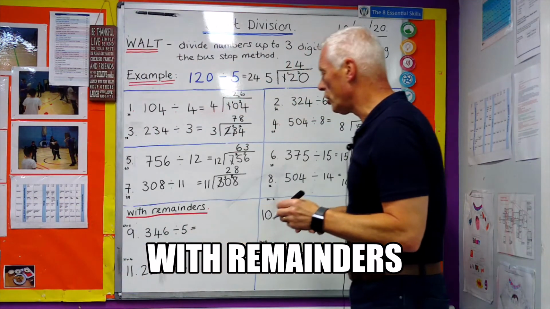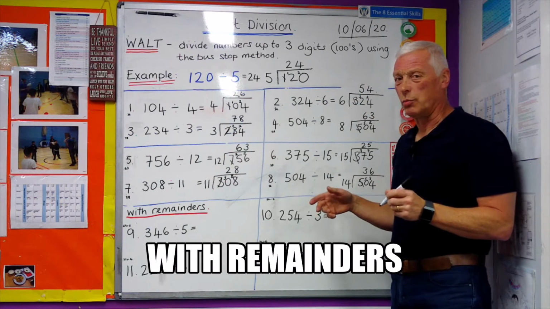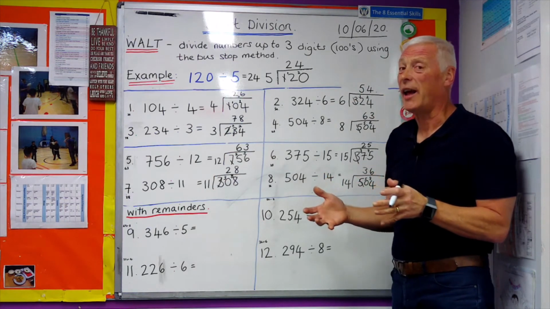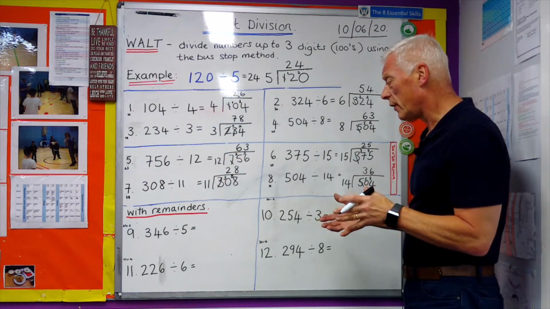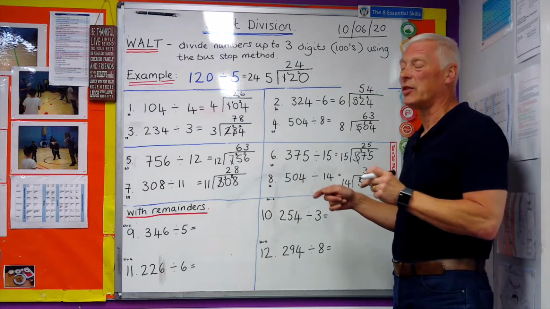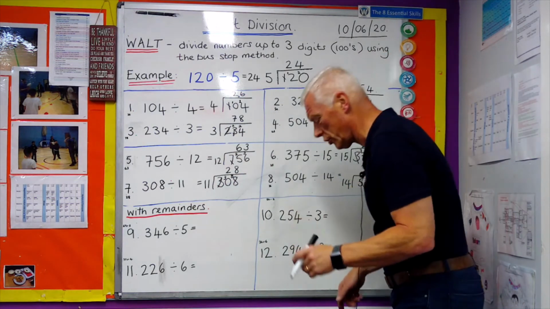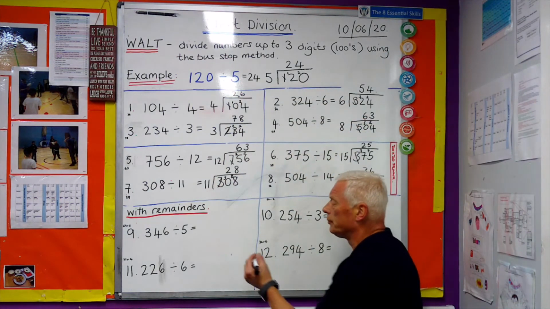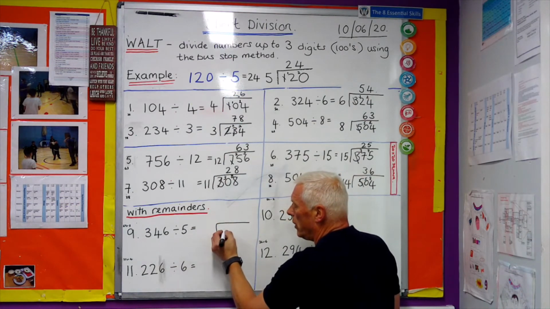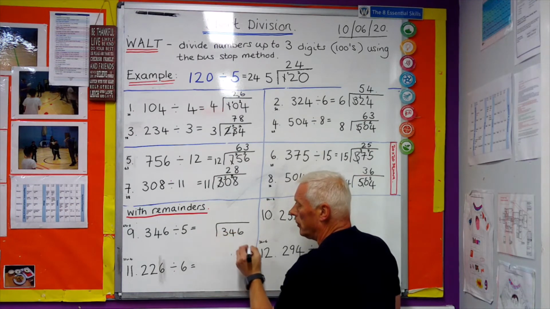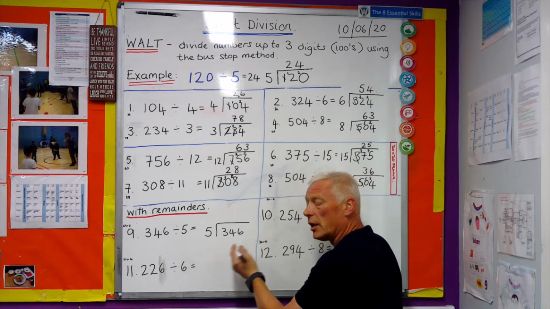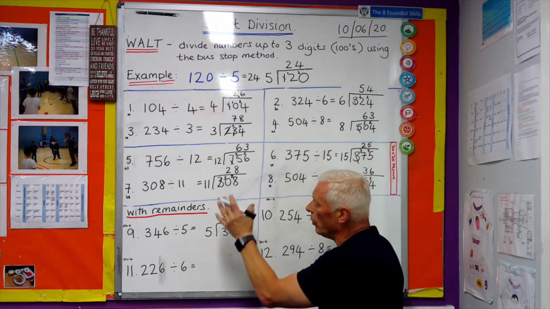We've done division without remainders, but sometimes numbers don't go into other numbers when you're dividing exactly. Okay, so I'll give you just 4 examples of what to do if there is a remainder in short division. So, create my bus stop. I've got the number 346. I'm dividing that by 5. Exactly the same methods we've used above.